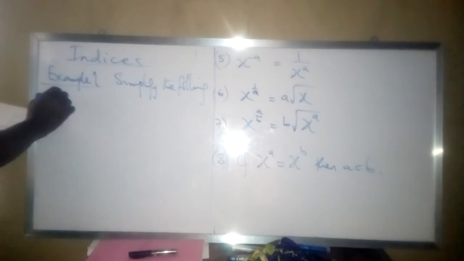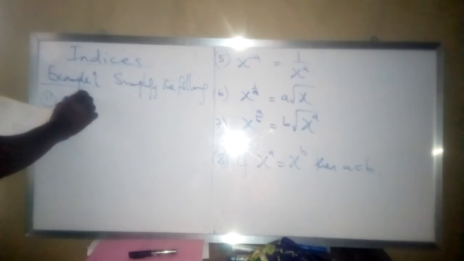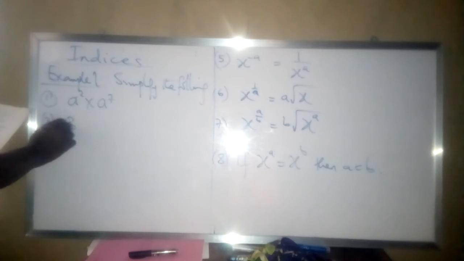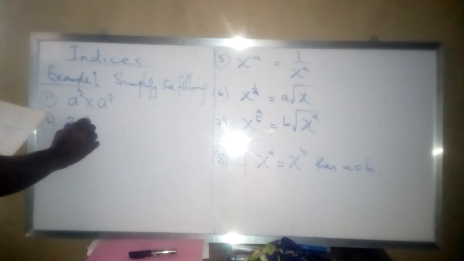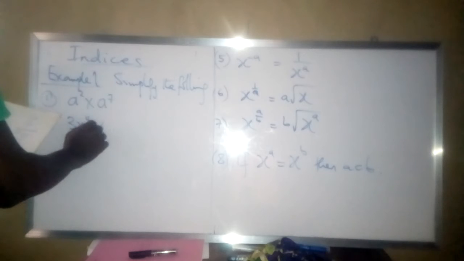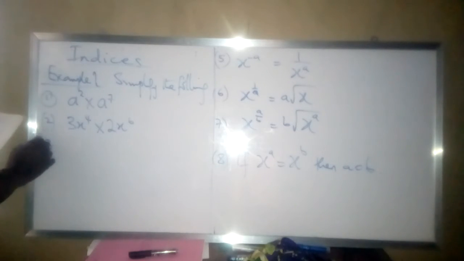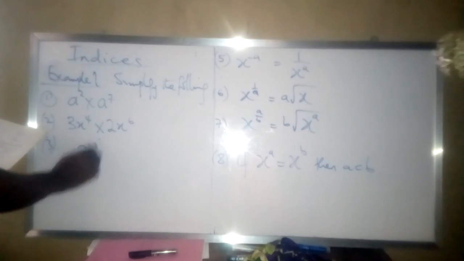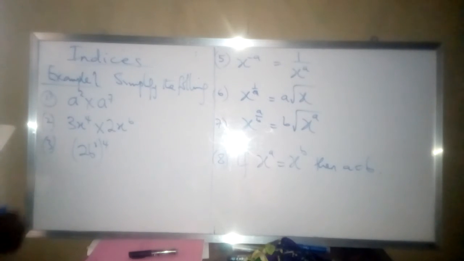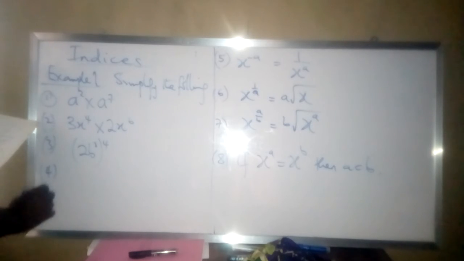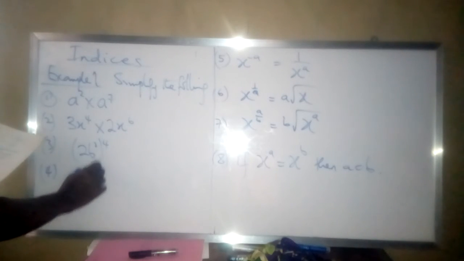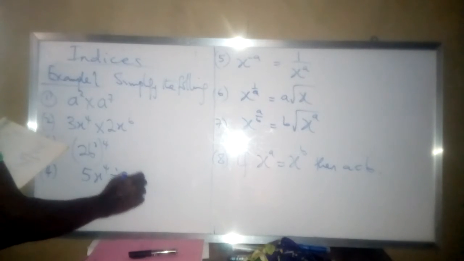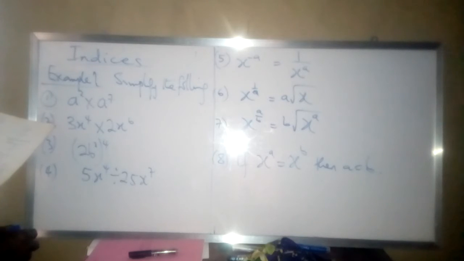1. a raised to power 2 multiplied by a raised to power 7. 2. We have 3x raised to power 4 multiplied by 2x raised to power 6. And the 3rd, we have 2b cubed raised to power 4. Then we have 5x raised to power 4 divided by 25x raised to power 7. And I think that is it for that.